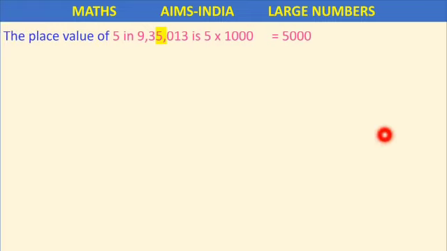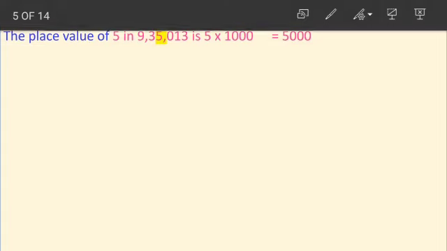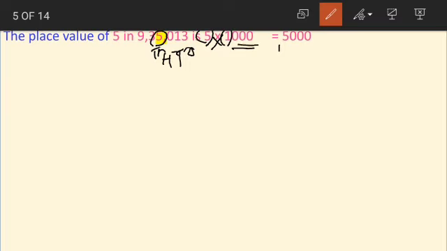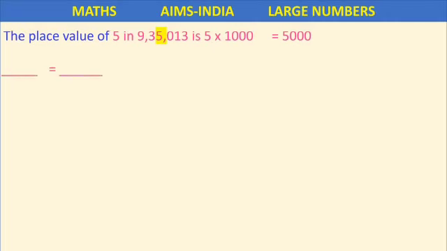Now we shall do some exercises here. The place value of 5 in the number 9,35,013 is what? 3 is at ones place, 1 is at tens place, 0 is at hundreds place and 5 is at thousands place. So we take the digit 5 and multiply it with 1000, which gives us 5 into 1, 5, and we had 3 zeros, so we write 3 zeros. Right, children? 5 followed by 3 zeros is nothing but 5,000.